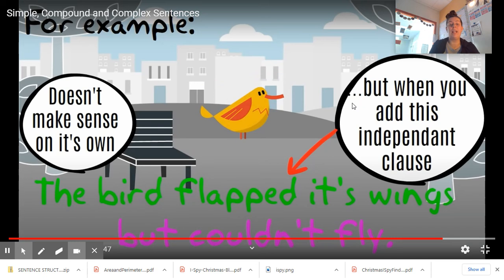Okay, so then they added the bird flapped its wings. That can be a complete sentence completely on its own. So that is an independent clause. It does not need help. The dependent clause, but couldn't fly, needs help. So if I put these together, I can make a complete complex sentence. The bird flapped its wings, but couldn't fly. That makes sense altogether.